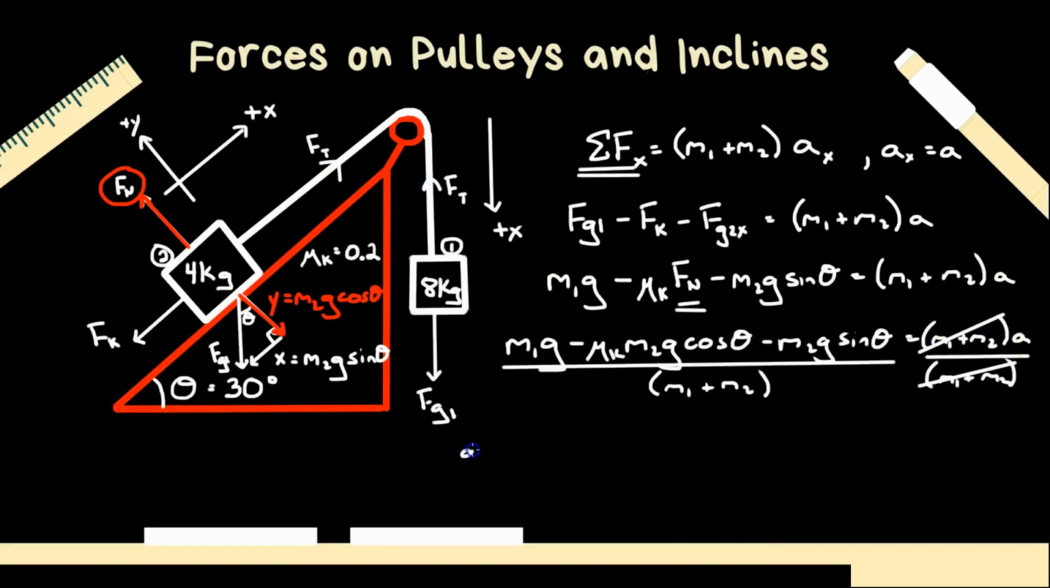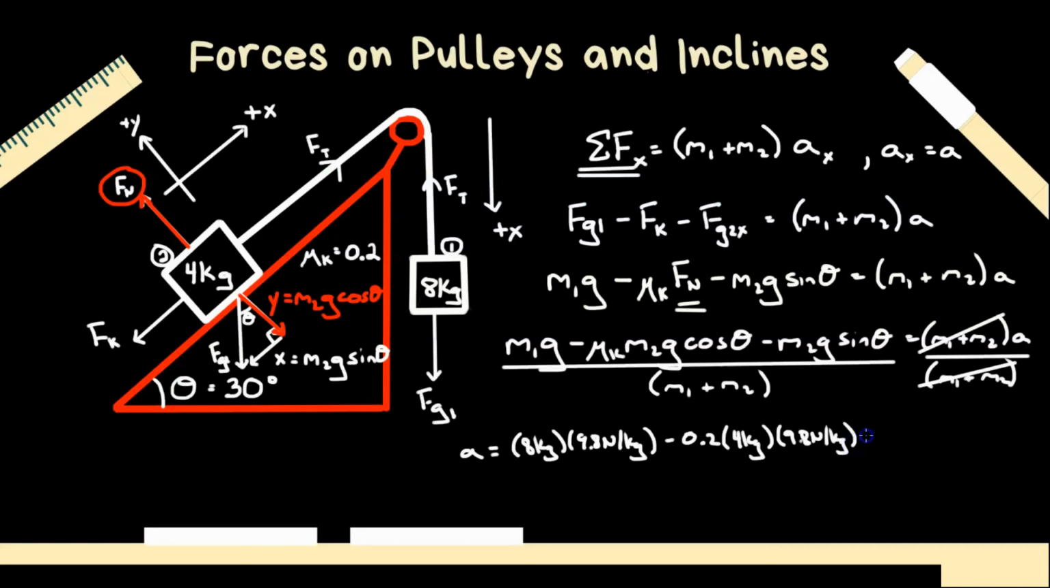So now we start plugging in numbers. We could have plugged in numbers before, but I always tell my students to try and do numbers as late as you can. Right? Work with the letters. So here we have mass 1, which is 8 kilograms, times gravity, which is 9.8 newtons per kilogram. Subtract mu k, which is 0.2, times m2, so we have 4 kilograms, times 9.8 newtons per kilogram.